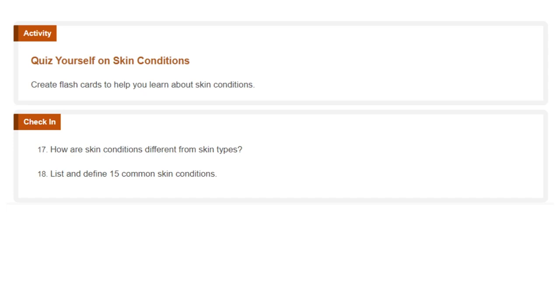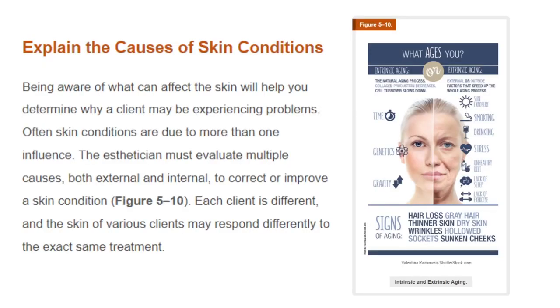Activity. Quiz yourself on skin conditions. Create flashcards to help you learn about skin conditions. Check in. How are skin conditions different from skin types? List and define 15 common skin conditions. Explain the causes of skin conditions.